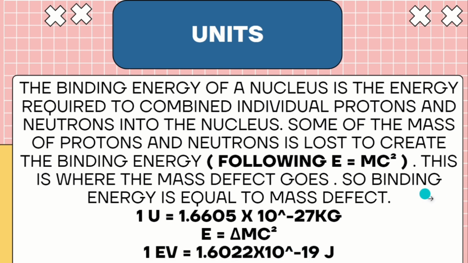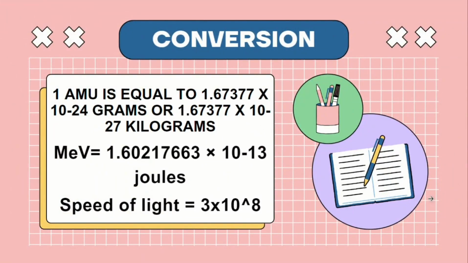So these are the conversions that we need in solving the nuclear binding energy. 1 AMU is equal to 1.767377 times 10 to the minus 24 grams, or 1.67377 times 10 to the minus 27 kilograms. 1 MeV is equal to 1.602176663 times 10 to the minus 13 joules. The speed of light is equal to 3 times 10 raised to 8.